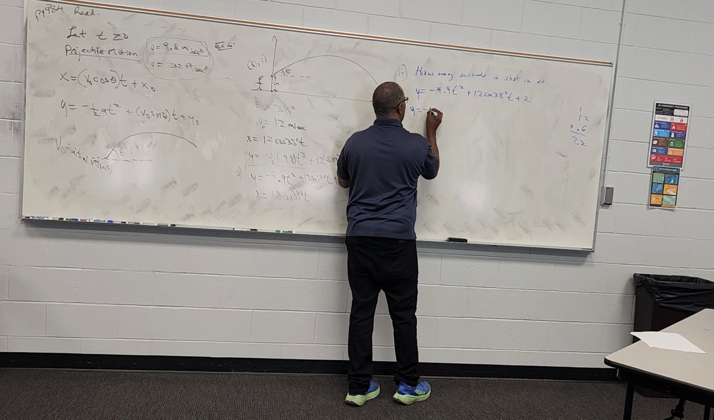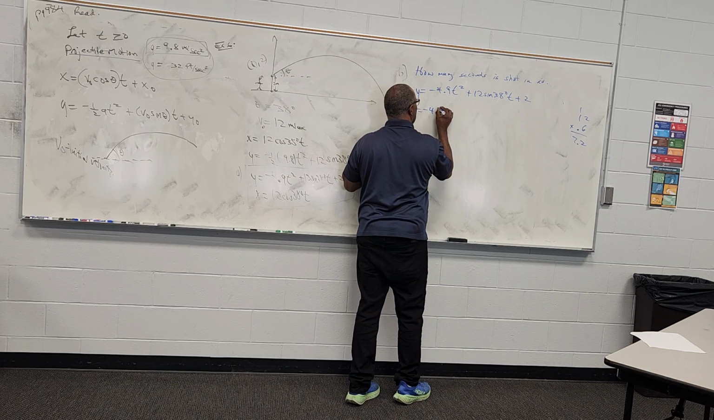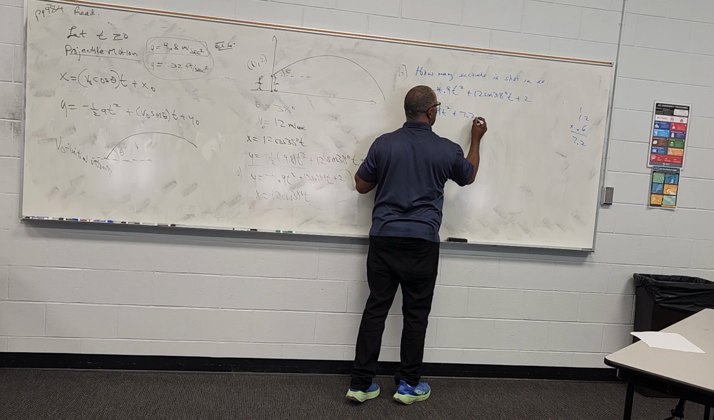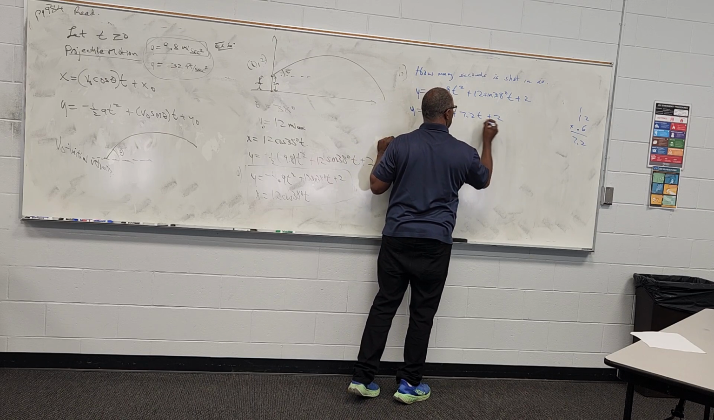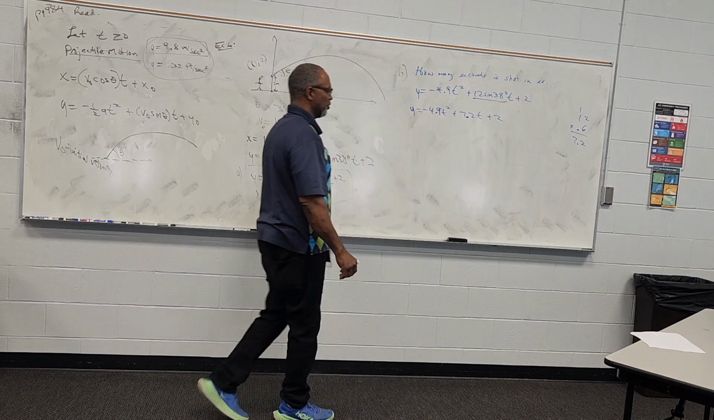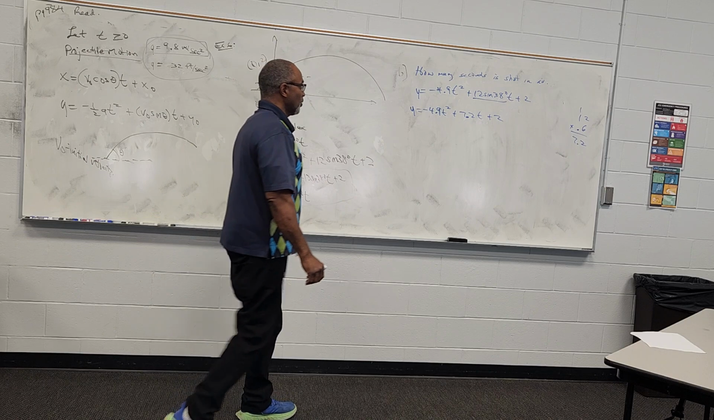So I'm going to say this is negative 4.9 t squared plus 7.2 t plus 2. I just rounded that to 7.2. It's probably 7.3, 7.4, but I don't really care right now. So this is a quadratic.